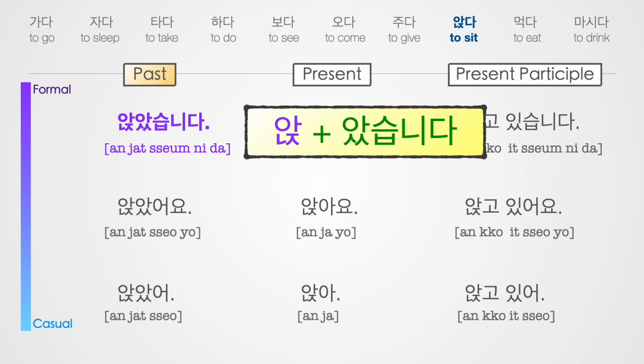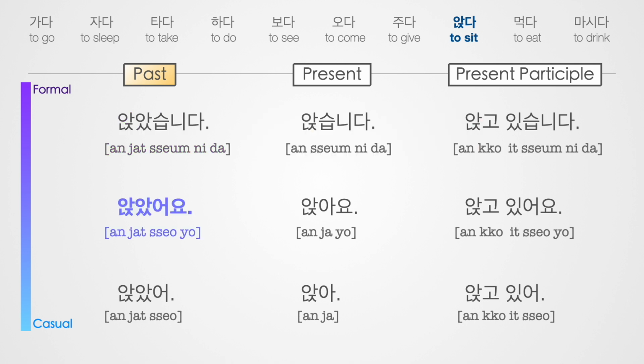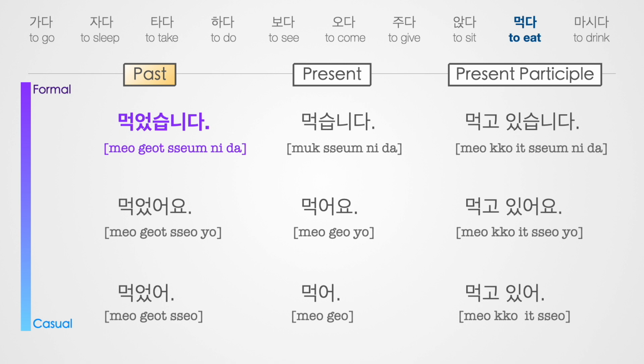앉았습니다. 앉았어요. 앉았어. For the present tense, 앉습니다. 앉아요. 앉아. Here, when the second lower consonant 지읒 is met with 기역, it makes a thick and heavy sound. 앉고 있습니다. 앉고 있어요. 앉고 있어. Our next verb is 먹다.